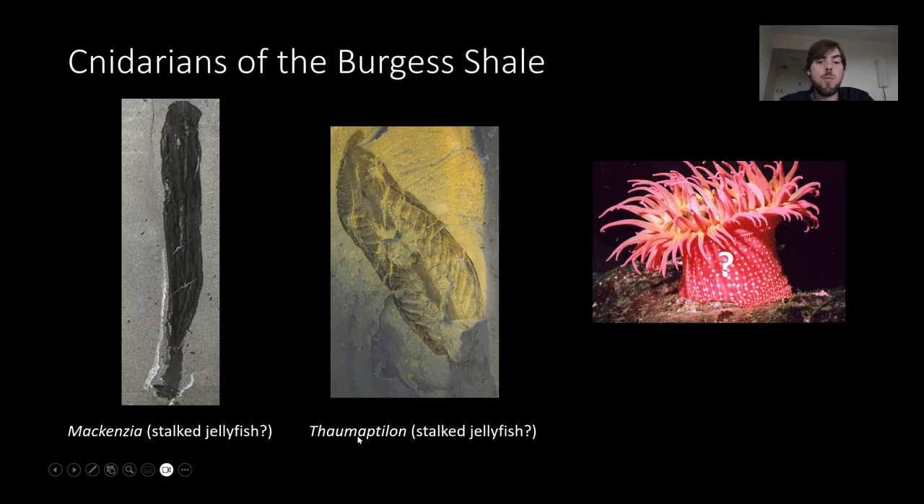And then we also have Thaumaptilon. Thaumaptilon is this very strange jellyfish that also looks like some anemones nowadays, the ones called sea plumes or sea feathers, which have a similar structure, and that's why it has been called a jellyfish. But again, they are very strange. They're potentially more anemone-like, but very unique organisms.